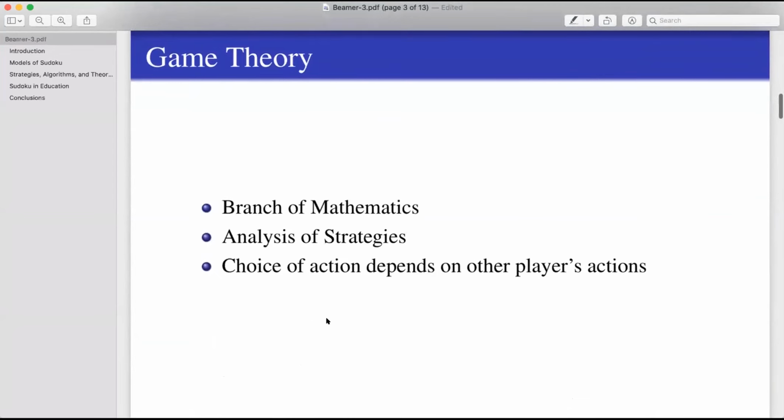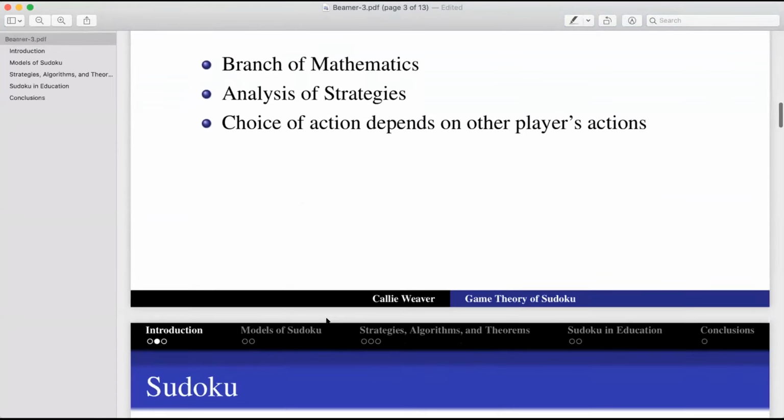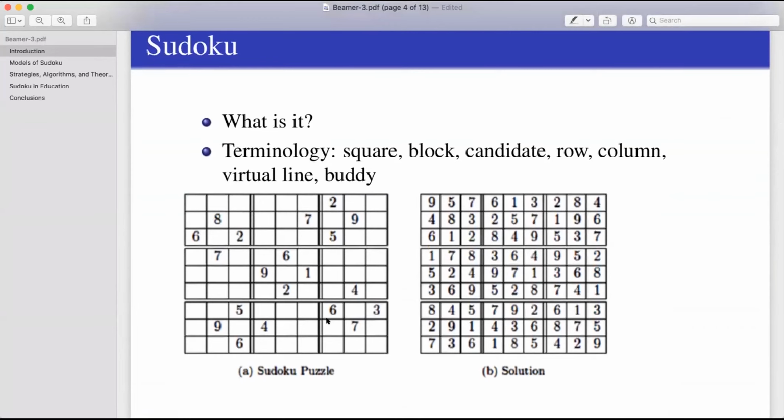So to start, game theory is the branch of mathematics concerned with the analysis of strategy for dealing with competitive situations when an outcome of a player's choice of action depends on another player's choice of action. And to explain a little about Sudoku, what is it and some terminology. Sudoku is a puzzle in which players insert the digits 1 through 9, or actually a variety of any 9 symbols, into a grid consisting of 9 squares, further divided into a grid of 9 squares, in a way that every number appears once in each horizontal line, vertical line, and block.